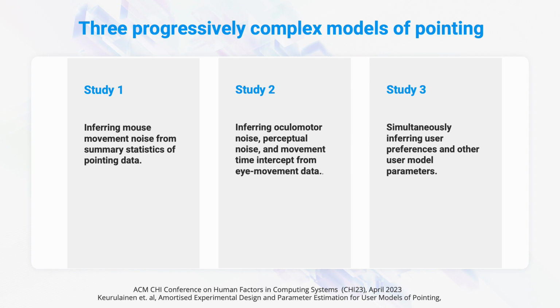In study 3, we test to see whether the analyst can discover user model preferences while simultaneously inferring all the parameters from study 2. We focus on the speed-accuracy trade-off, which is a significant determinant of how people choose to interact with computers and is readily detectable in behavior.